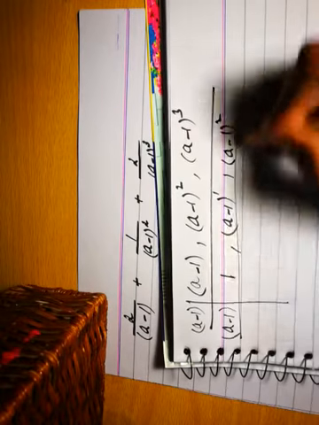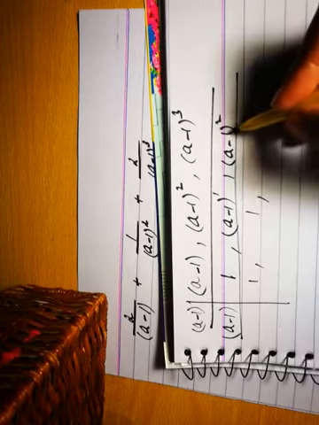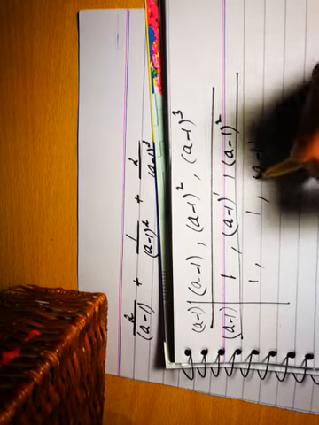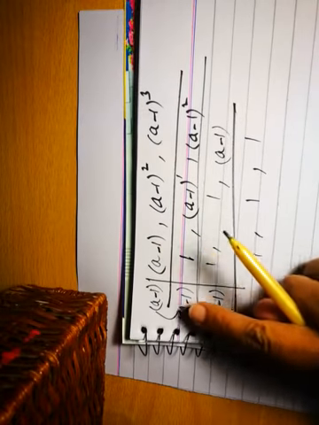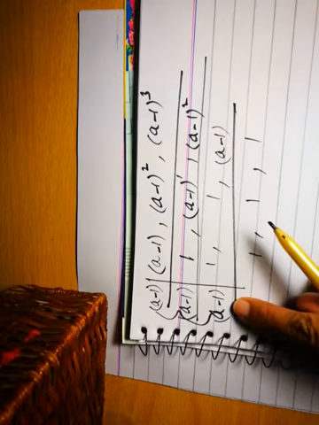Now what will happen? This will become 1, this will become 1, but 1 factor will be left. So you have to take a minus 1 again. What does it mean? LCM of these terms is a minus 1 times a minus 1 times a minus 1. How many times is it there? 3 times. So it is a minus 1 whole to the power 3.